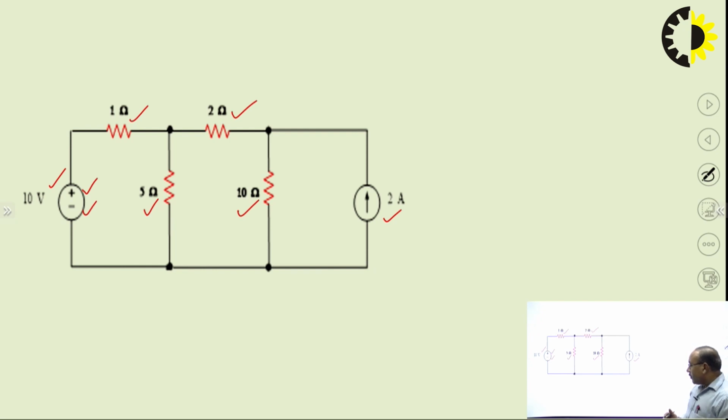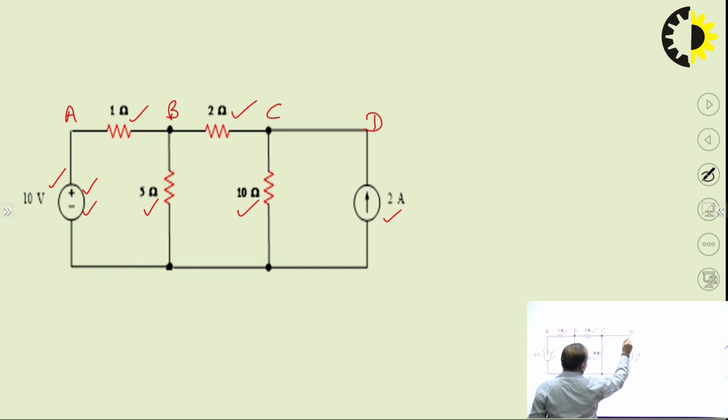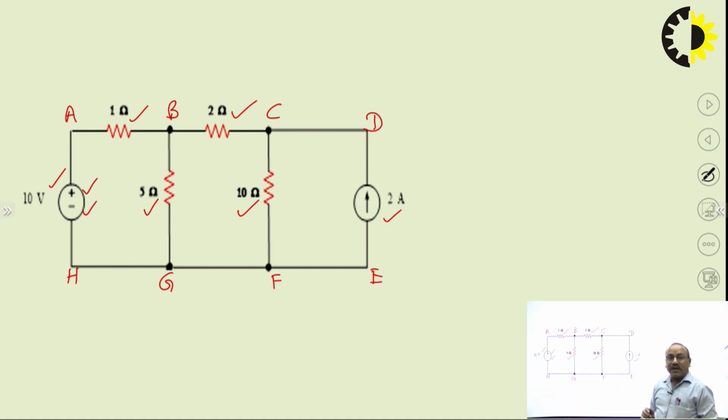So what we do? We can name these terminals, like suppose I write terminal names A, B, C, D, E, F, G and H. Now after that we are to select a reference node, which we can call datum node or ground node also.